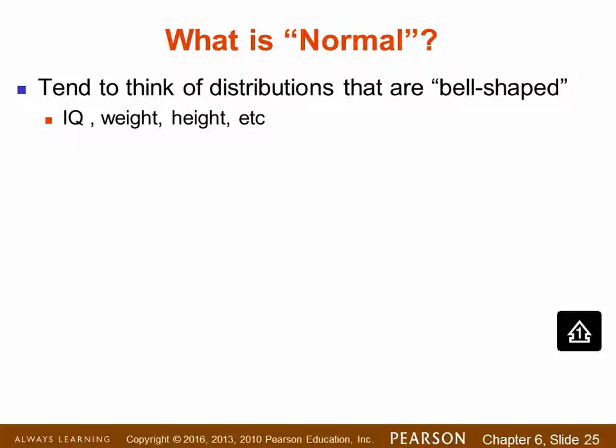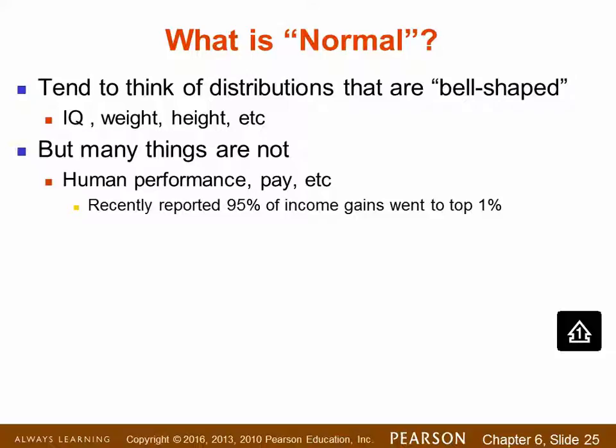IQ, anything dealing with a physical measurement of a person's body, height, weight, circumference of people's heads, length of your index finger, these things are all normally distributed. So it's very easy to think that everything's normally distributed. But here's the thing. In finance, very few things are normally distributed. Not a lot of things. And here's why. Whenever you're dealing with human performance or compensation, it's extremely rare you get a normal distribution.